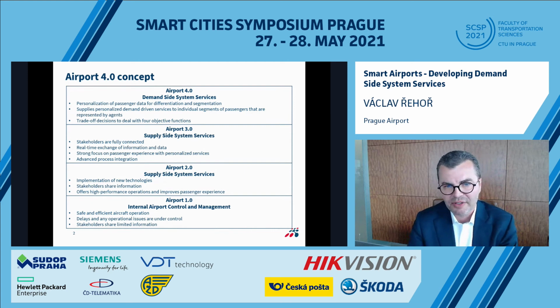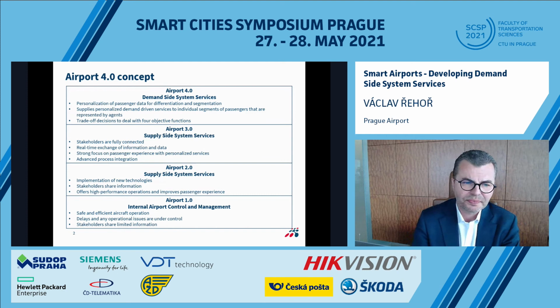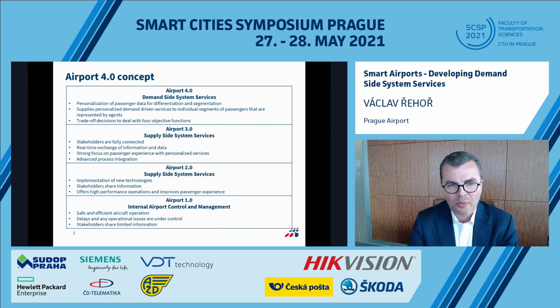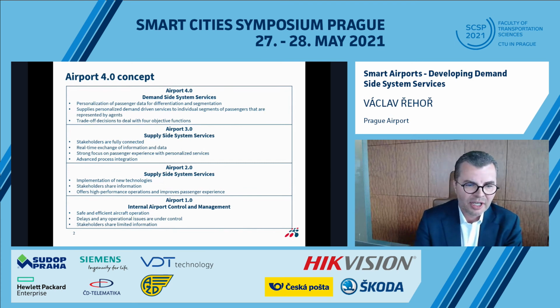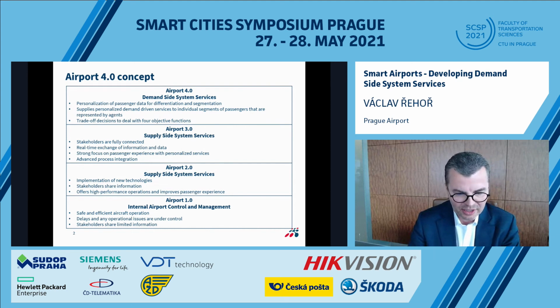Then when we move to the next level, which is Airport 3.0, all the stakeholders are fully connected. When I talk about those stakeholders, I mean air traffic control, ATC, handling companies, airlines, and airports. These are the main 4 stakeholders fully connected all together. And of course, all the information is exchanged in real time, which is a great advantage and a way to increase the passenger experience and definitely to be more efficient as an airport.